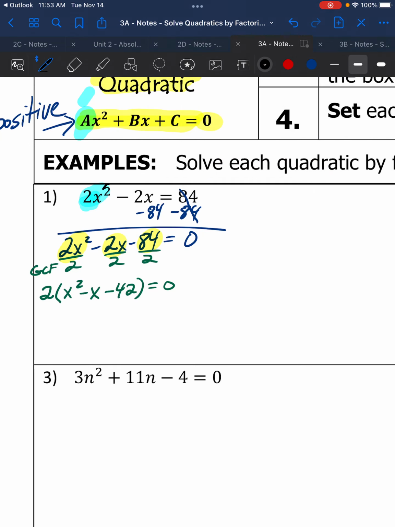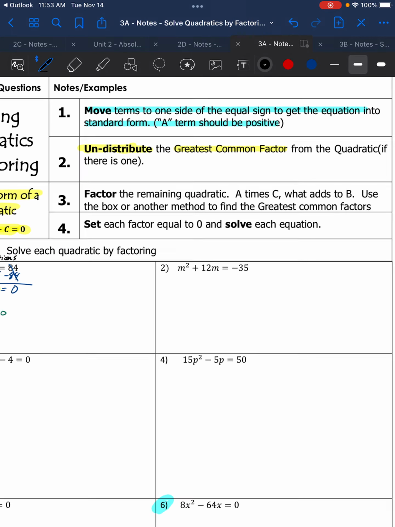Now, one thing that I failed to mention at the very beginning is the biggest exponent will always tell us how many solutions we have. So we have 2 solutions. That's how many are in the problem. The 2, the GCF, does not have an x on it, so there will be no solutions with the 2. My solutions are all within the parentheses here, this quadratic. So we need to now break this down. We're going to factor it.